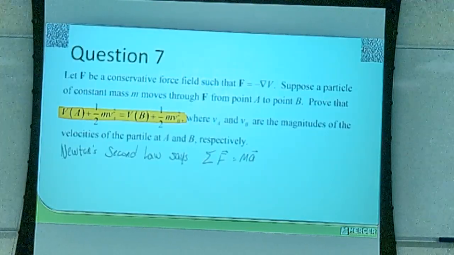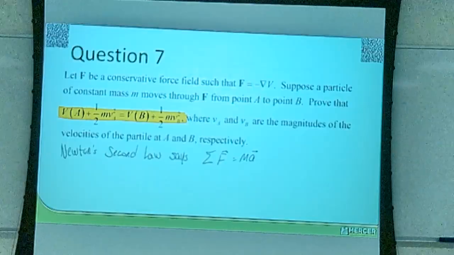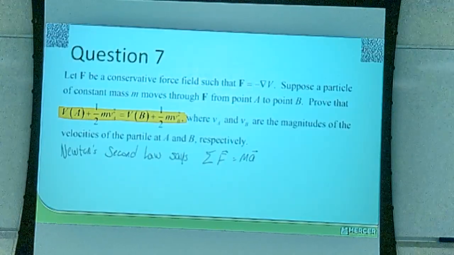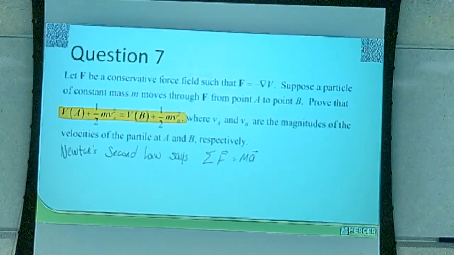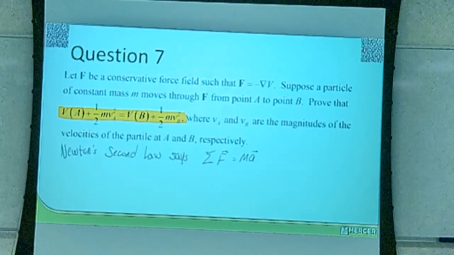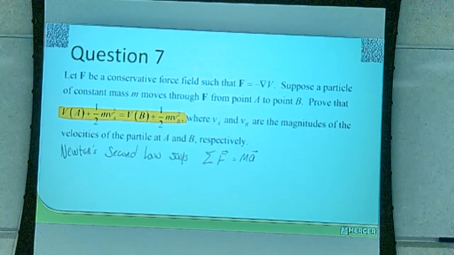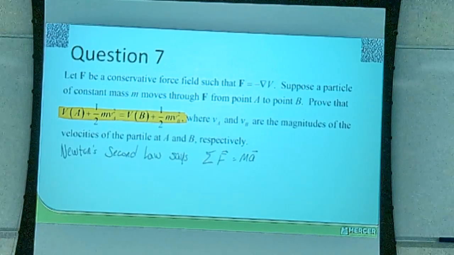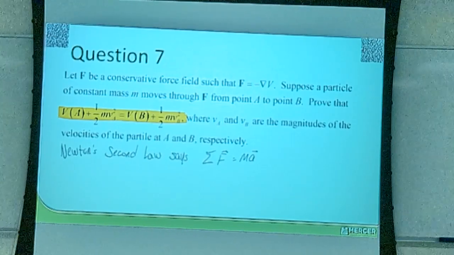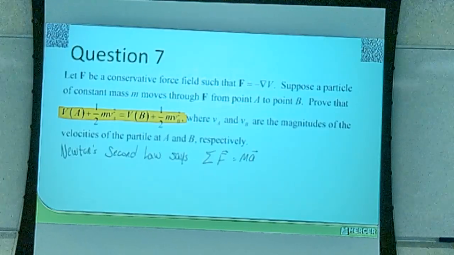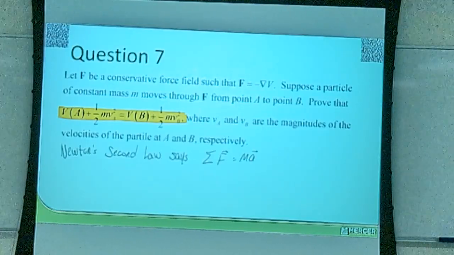So start with Newton's second law. It says the sum of forces is equal to mass times acceleration. Jack probably doesn't like that law anymore. Newton's second law. Differential equations. Sum of forces is mass times acceleration. Yeah, that's right.